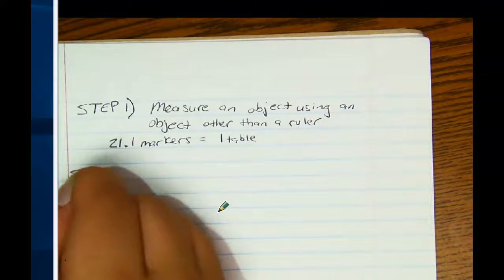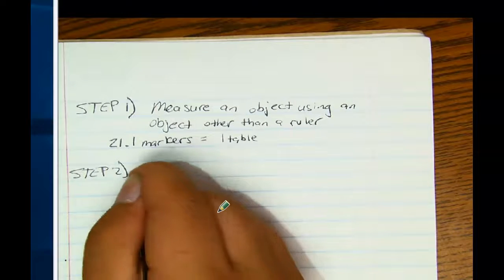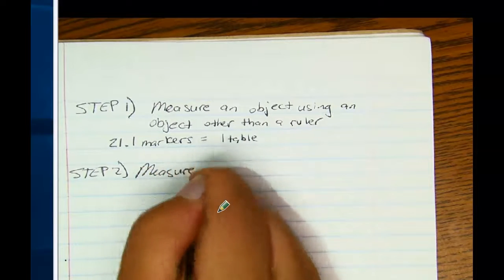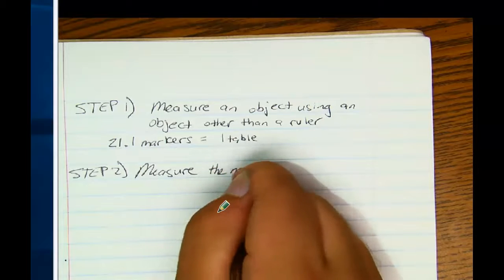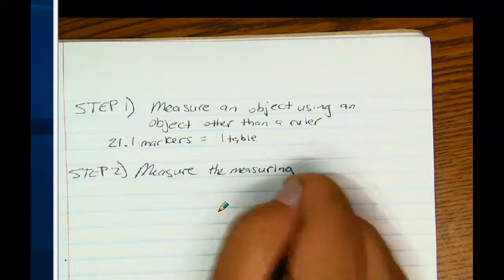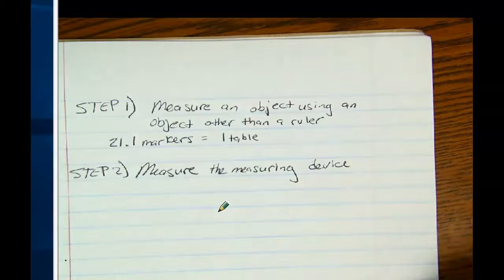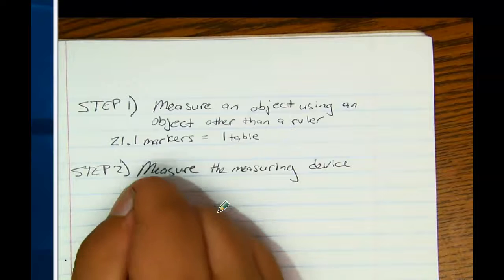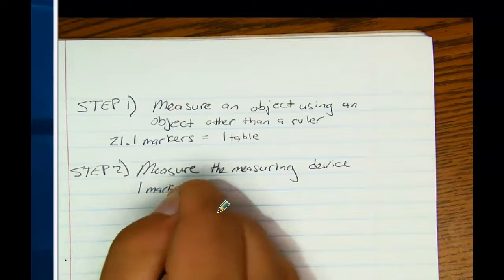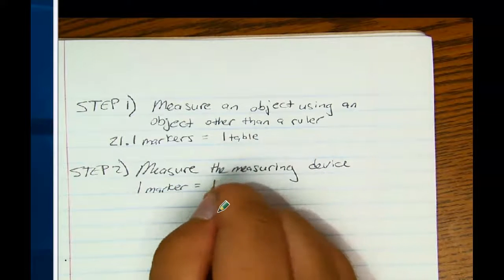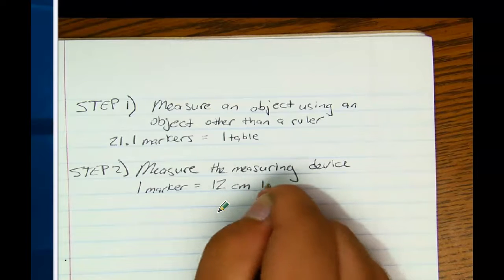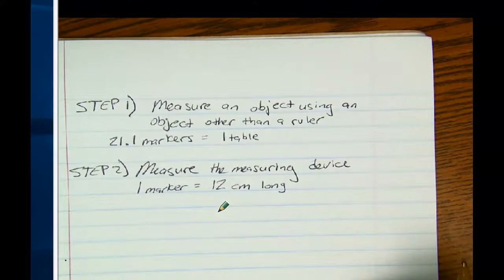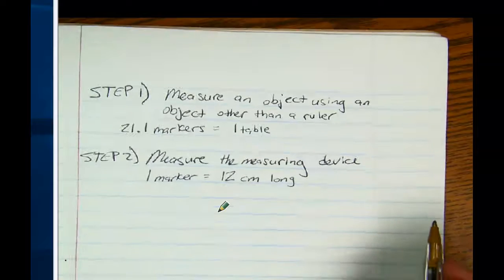Step two, I want you to measure the measuring device. Measure the measuring device. Okay, it's a little unique. Okay, and in my example, I had one marker was about 12 centimeters long. Okay, I measured in centimeters.